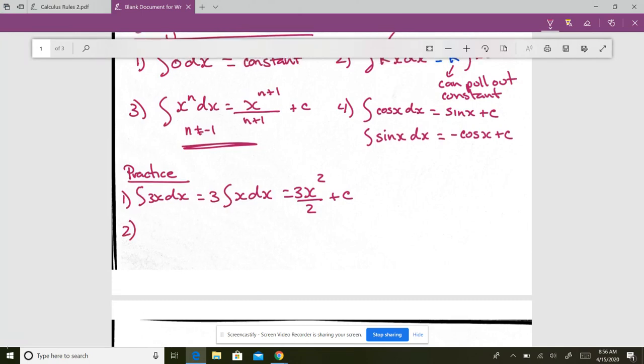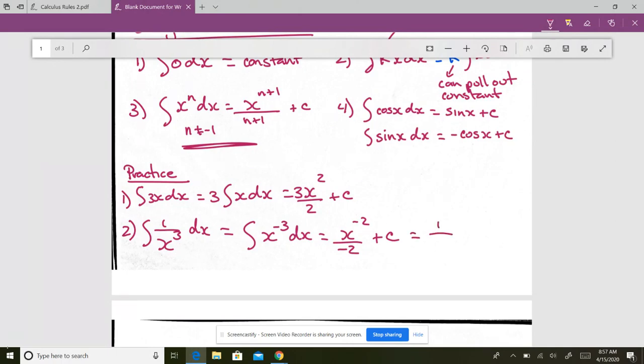Second one. What if you have something like that? Well, obviously, you don't want to deal with the fractions. So split it up. And then you can use this rule up here. Add 1 to the exponent. -3 plus 1, -2. Divide by the -2. Throw in a plus c. You could leave it like that.